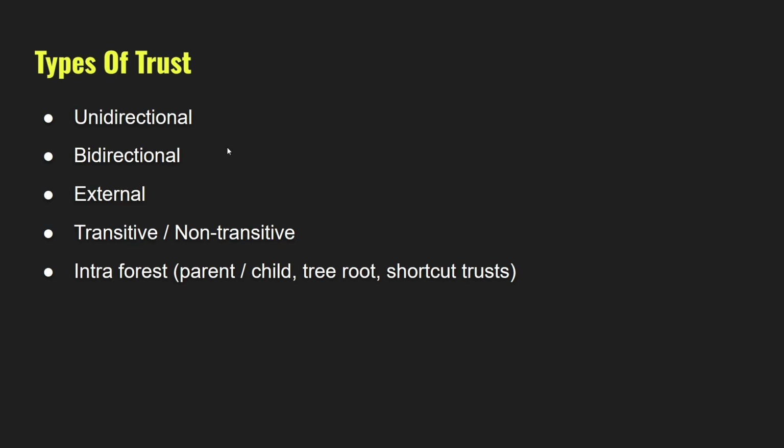So obviously we have unidirectional, bidirectional, and external trusts. This is the type of trust we can have, being transitive or non-transitive, which we're going to go over in a minute. And then intra-forest trusts. These are all pretty similar, so I've just put them into their own category. We have the parent-child trust, tree-root trust, and shortcut trusts, which we're going to go over in a minute.